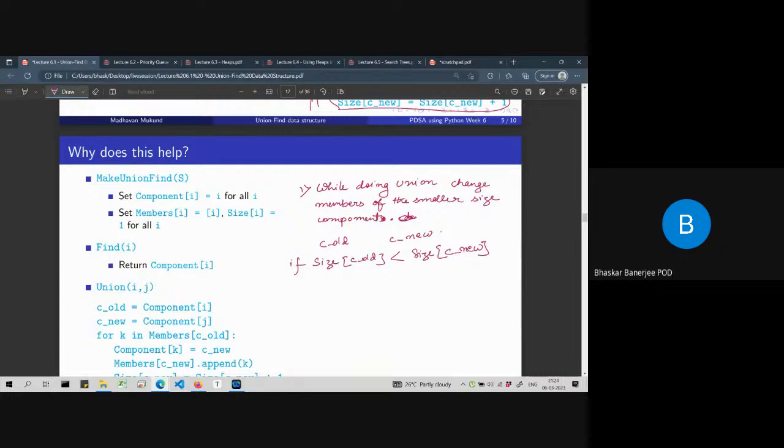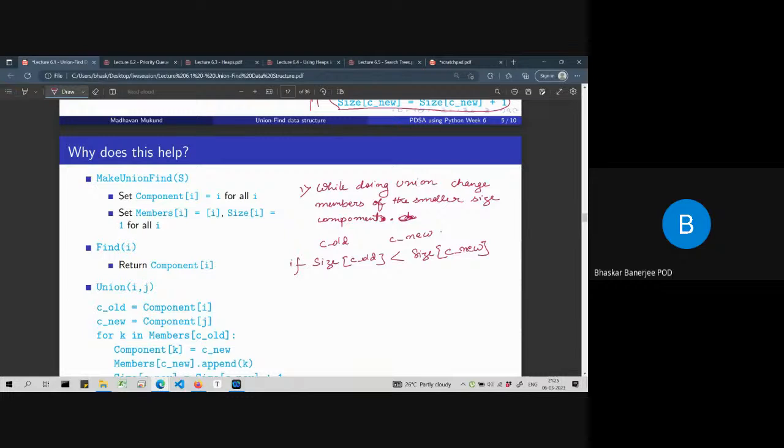One component has two nodes, another component has 100 nodes. You are joining these two components so that the new component would have 102 nodes. Obviously you would try to change the components of the two nodes. Let's say vertex 1 and vertex 2 both have component value 1, and there are 100 separate vertices, let's say 3, 4, 5, 6, up to 103.